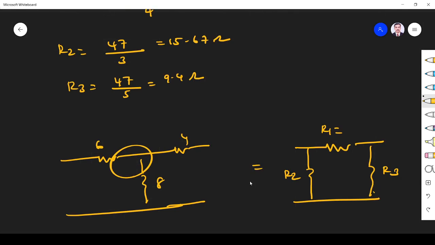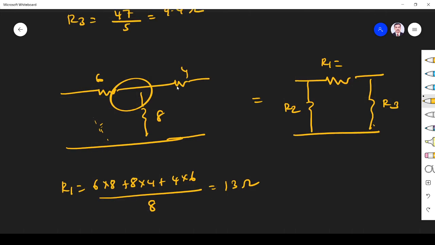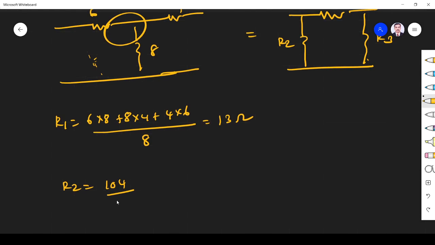Right? So if I want this one, what is opposite to R2? 4. Right? Opposite to R2 is, this is the R2 side. Opposite to that is 4. Right? So if I want this side, divide by that side, opposite side. So 104 by 4. That is 26 ohm. R3 is, numerator is 104.